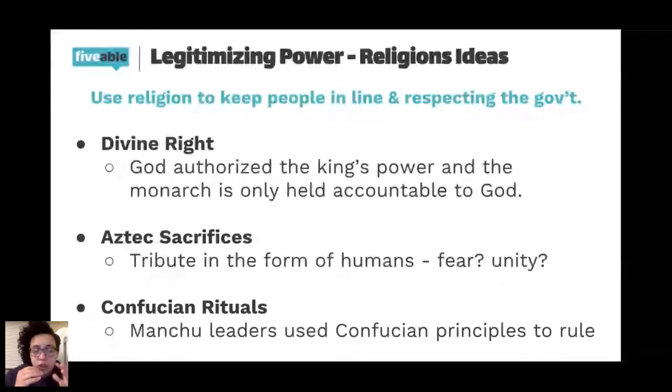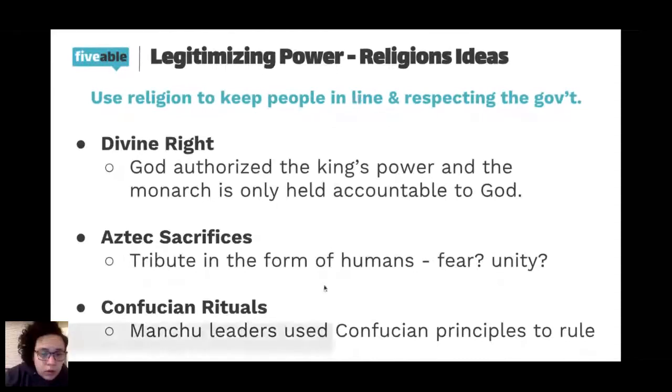By the way, this would be an awesome question that you could see on an exam. I don't know if we've seen one in the last few years, but some kind of comparison where you compare how rulers have legitimized power. So really make sure you know what that phrase means, legitimizing power, because that could totally be a question on the exam. It could be an LEQ prompt.